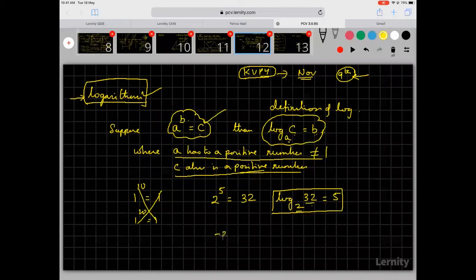Now you see, suppose you have minus 2 power 3 is equal to minus 8. Now you can't write log of minus 8 to the base minus 2 is equal to 3. You can't write this. Why? Because by definition, this number should be positive and this number should be positive. Okay, so they are not positive. So you can't write it this way.